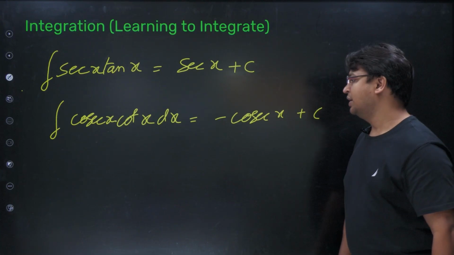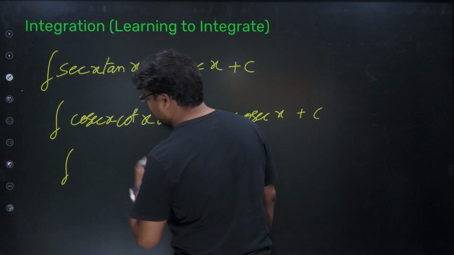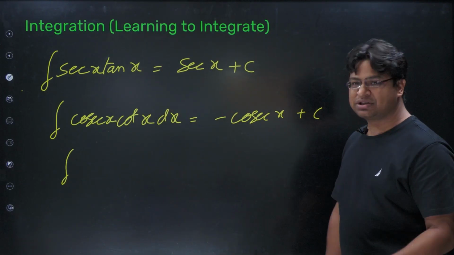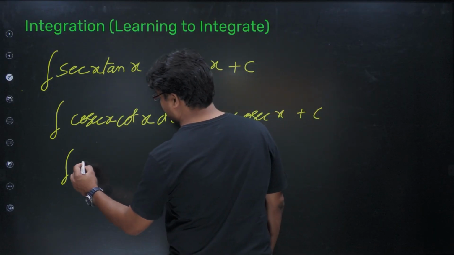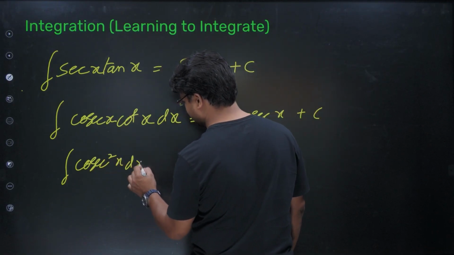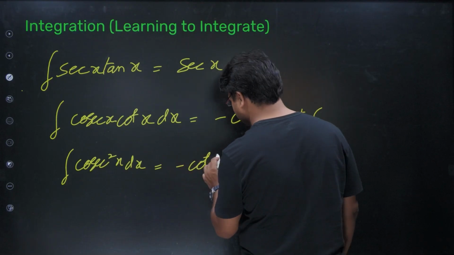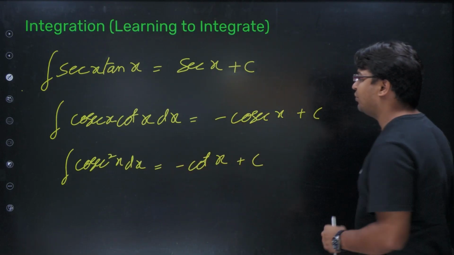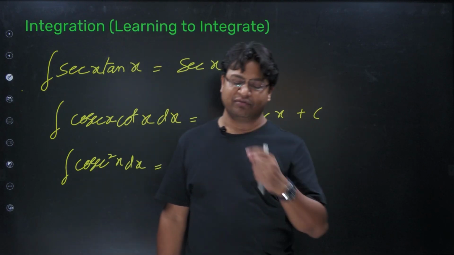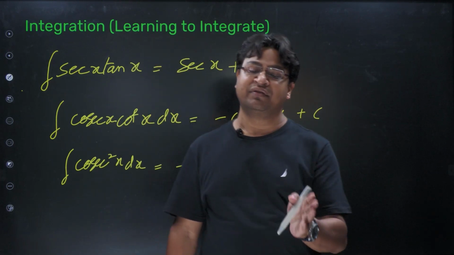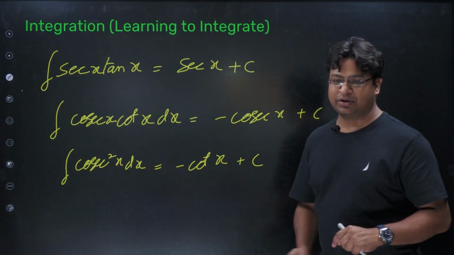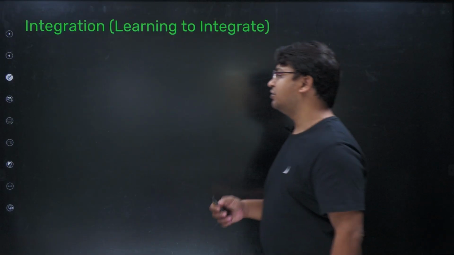And then finally, differentiating cot x gives us minus cosec square x. So integrating cosec square x dx will give us minus cot x plus c. So whatever trigonometric formulae we learnt in differentiation, we have simply reversed them to get the formula for integration. Now we can get more such formulae.